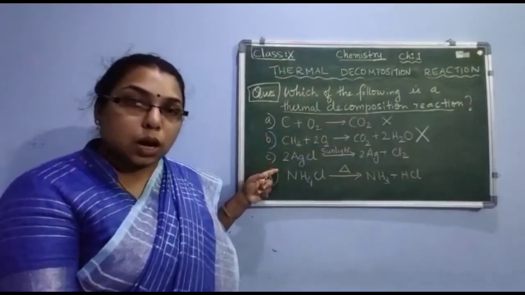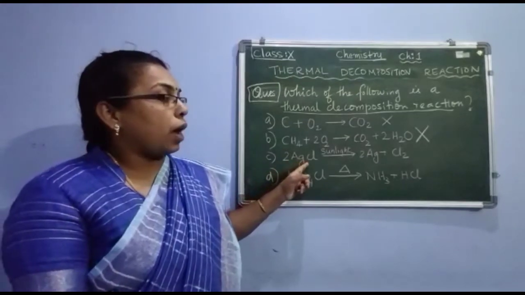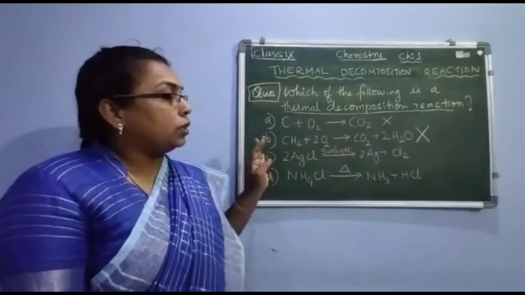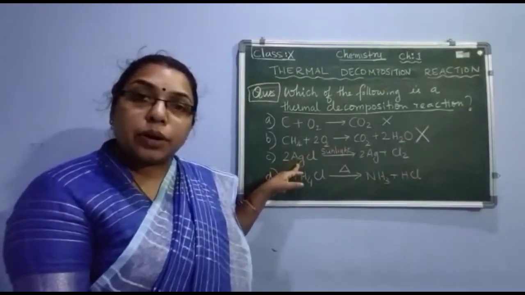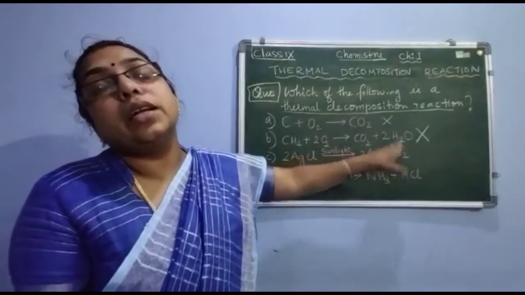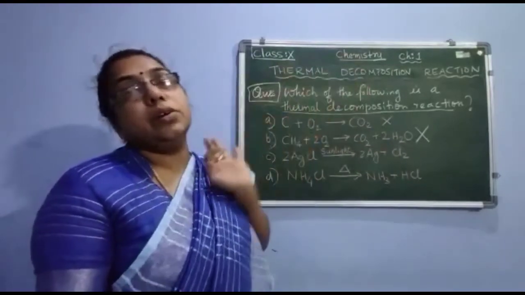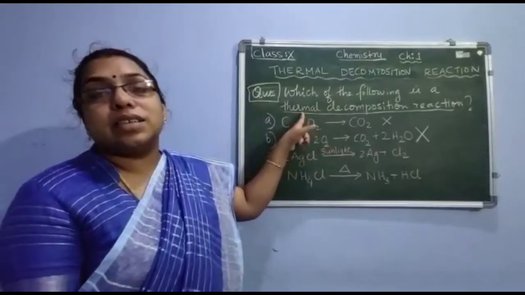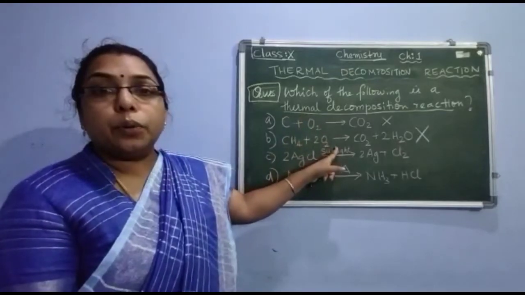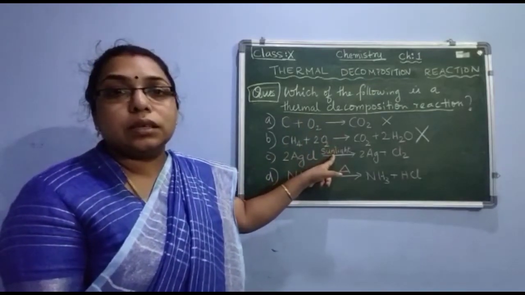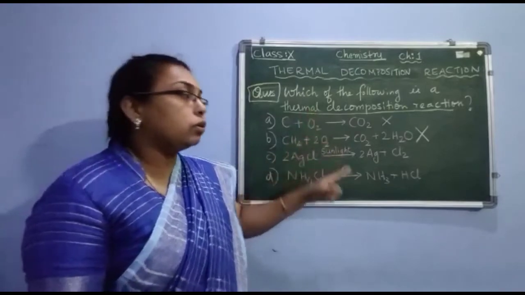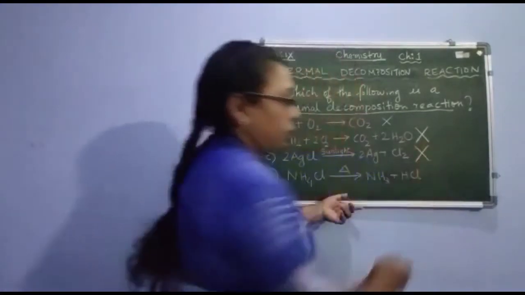And now come to the third option. Here, silver chloride converts to silver and chlorine. So, this is decomposition. A single reactant breaks down to 2 products. What are the products? Silver and chlorine. This is a decomposition reaction. But the question asked is thermal decomposition reaction. So, check the above arrow. It is not heat. This is sunlight. So, this is not thermal decomposition. So this option is also wrong.